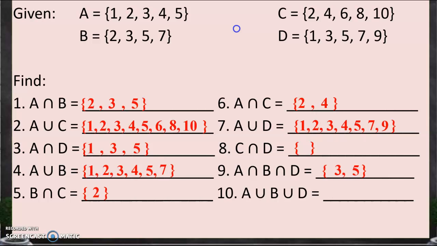Number 10, the union of A, B, and D, or A union B union D. You will consider or list all the elements of set A. So 1, 2, 3, 4, 5. Set B. We will just add 7. And D, 9. Okay, so that is the answer. So A union B union D is 1, 2, 3, 4, 5, 7, 9.